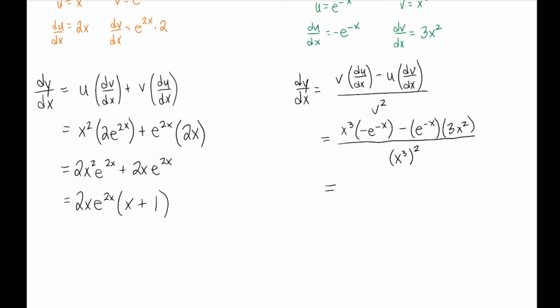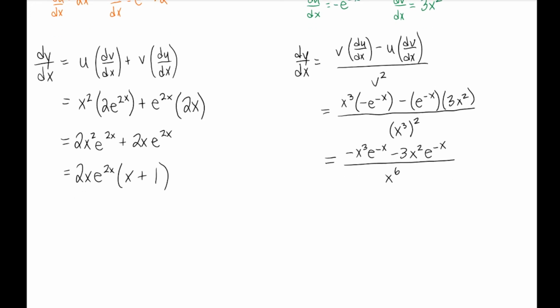This one will tidy up a little bit here. The numerator ends up being this, negative x cubed e to the negative x minus 3x squared e to the negative x. You're going to notice there's a lot that can factor there. And in the denominator, I have x to the 6.